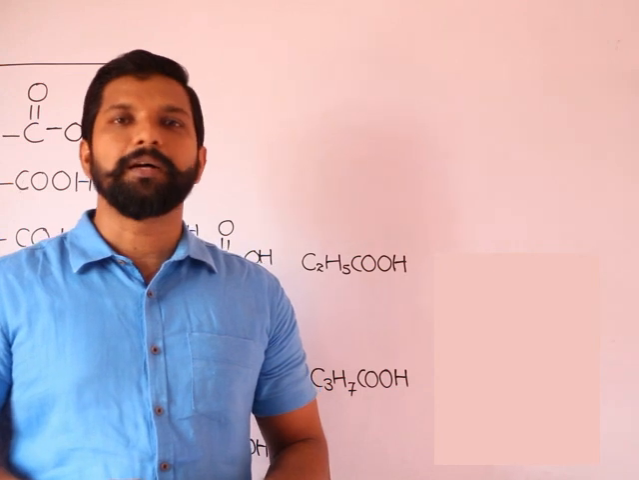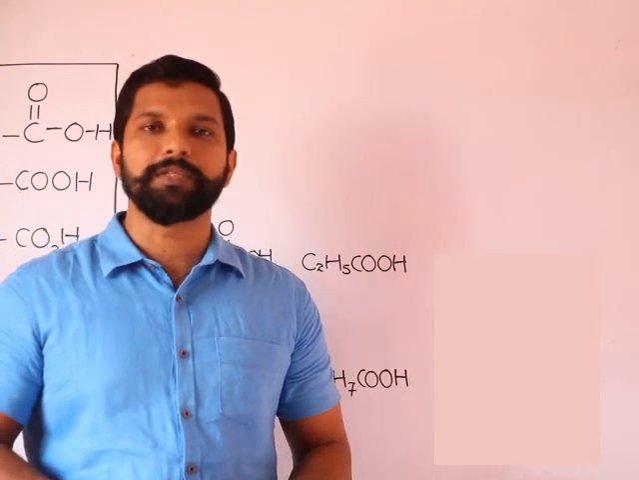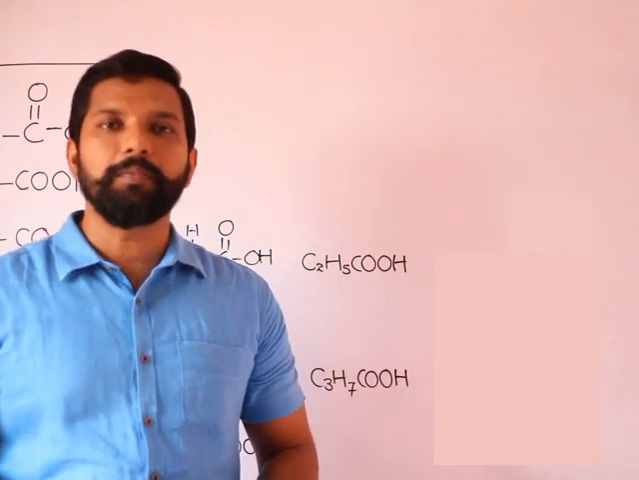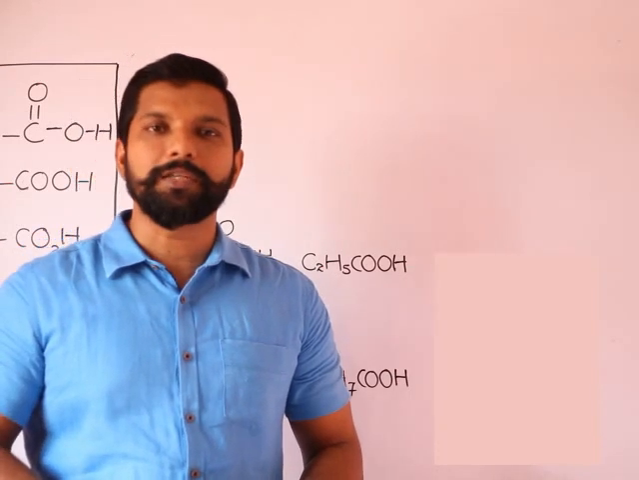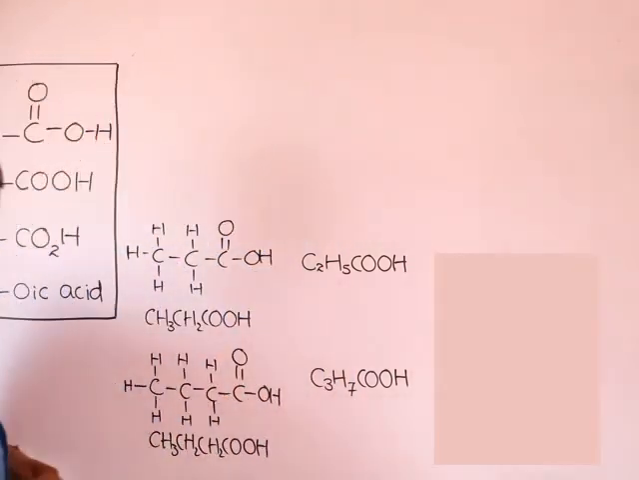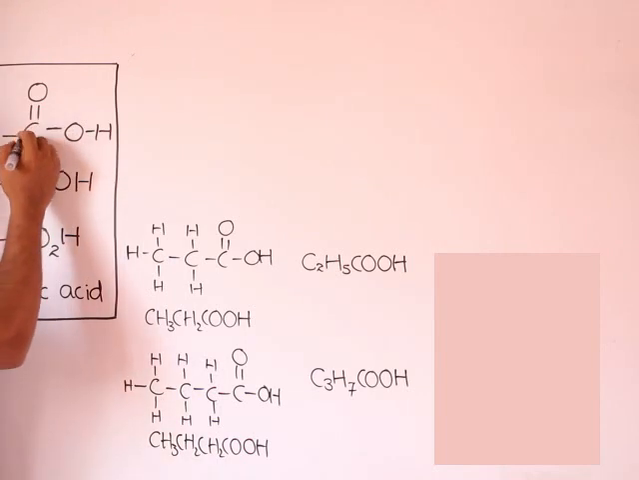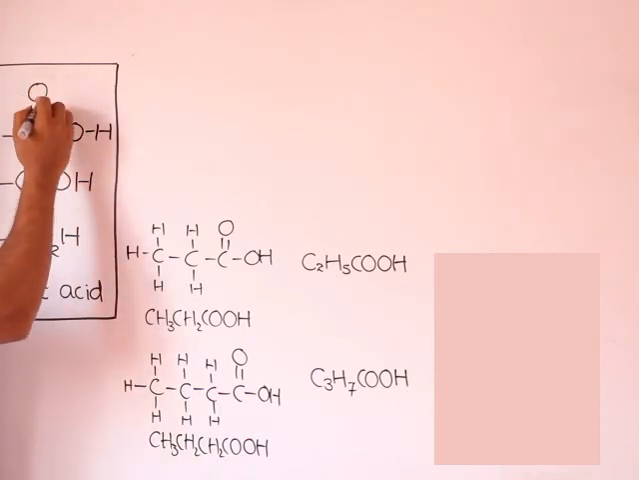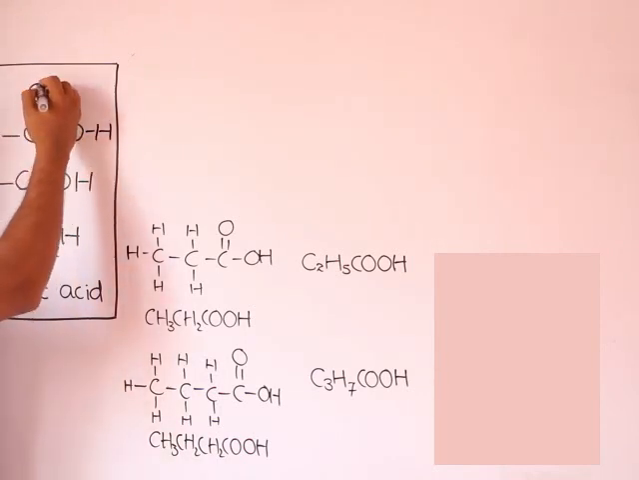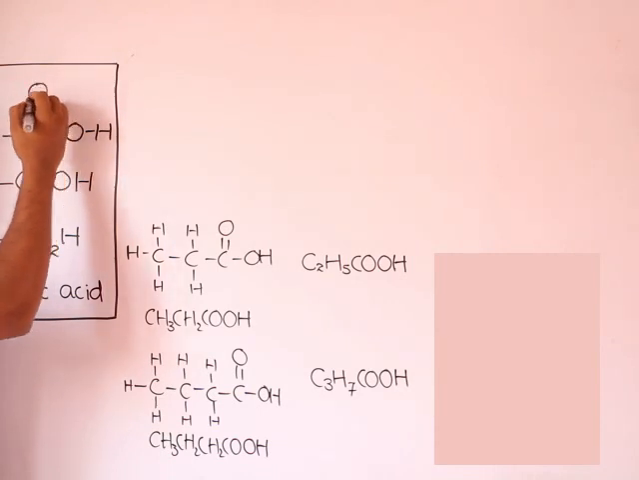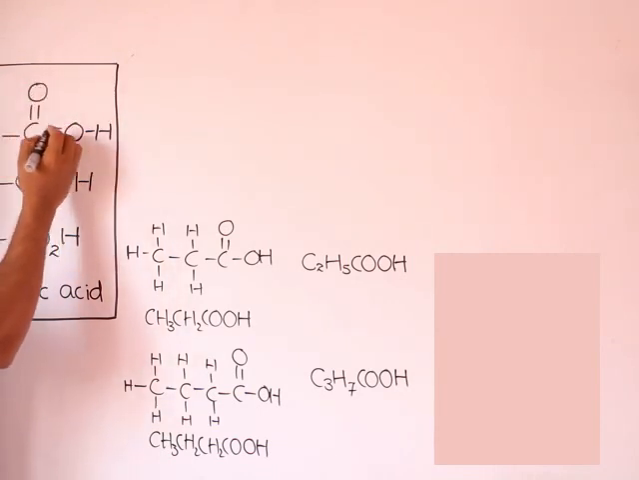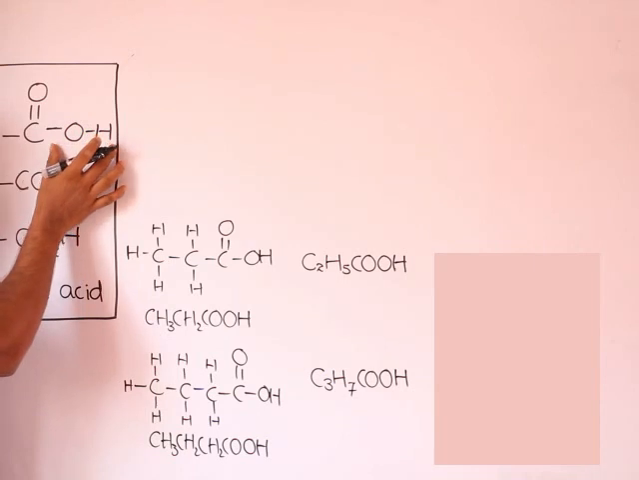Carboxylic acids are a family of organic compounds which contain the carboxyl group as their functional group. The carboxyl group has one carbon atom and two oxygen atoms. One of the oxygen atoms is connected via a double bond and the other one as a hydroxyl group.